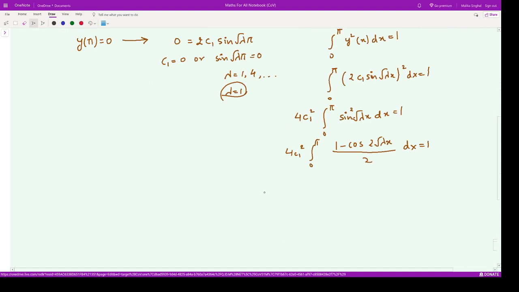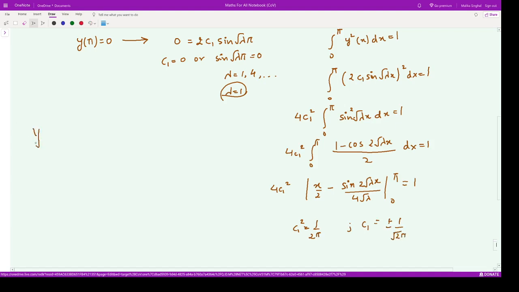So we will get 4 c1 square times, for the first term, integration would be x by 2, minus the integration of cos, which would be sine 2 square root of lambda x divided by 4 square root of lambda, and the limits are from 0 to pi, is equivalent to 1. Just solve this, you will get c1 square is equal to 1 upon 2 pi, and hence you will get c1 is equal to plus minus 1 upon square root of 2 pi.